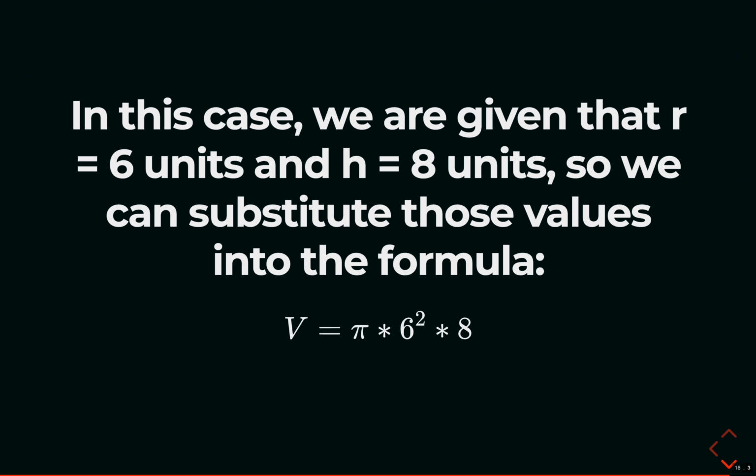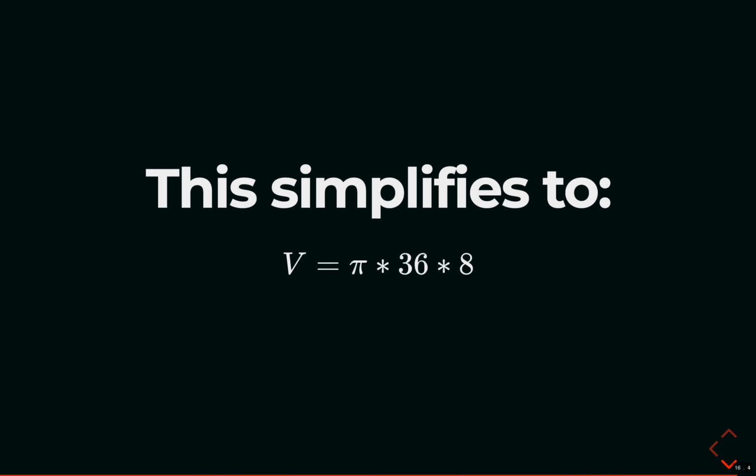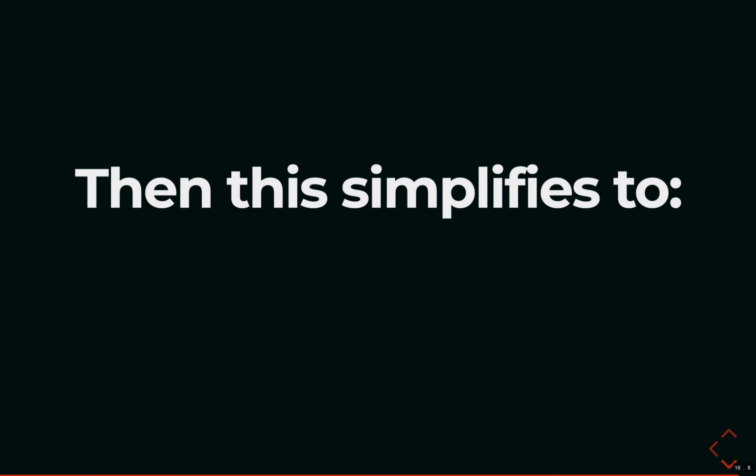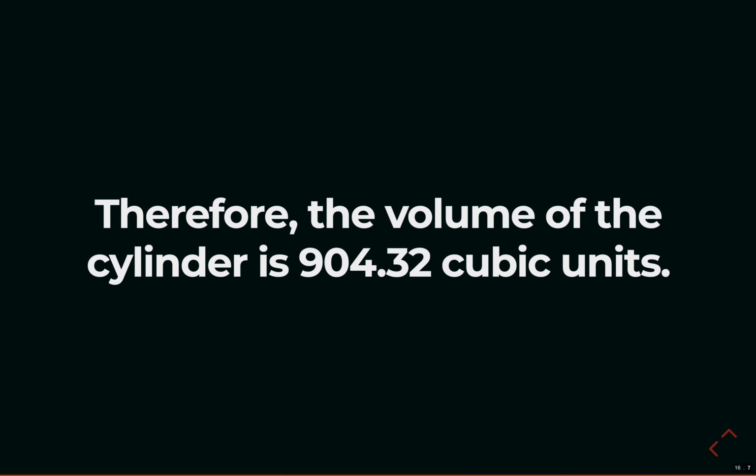There's our formula now. Volume equals pi times radius squared times height. This simplifies to volume equals pi times 36 times 8. Then this simplifies to volume equals 113.04 times 8, which gives us volume equals 904.32. Therefore, the volume of the cylinder is 904.32 cubic units.